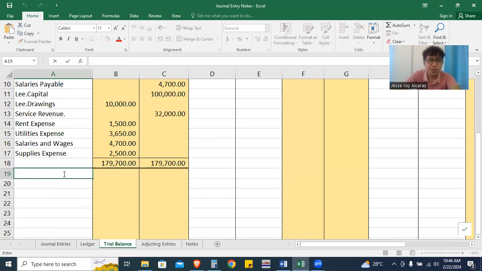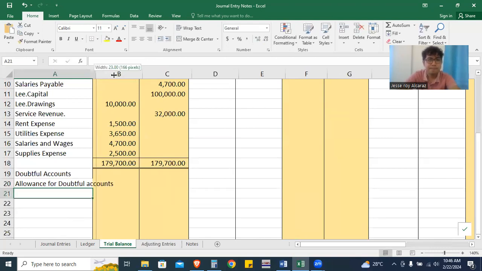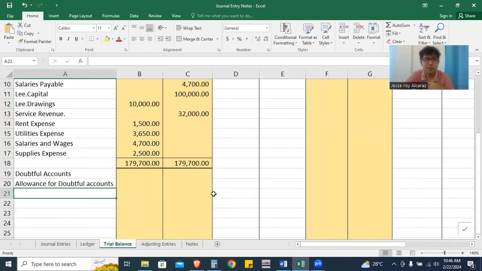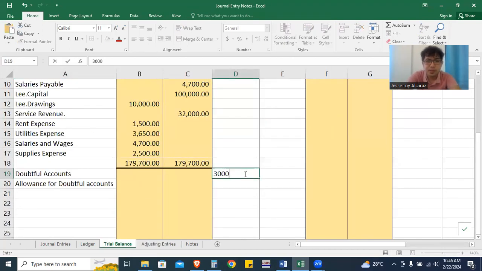and we don't have allowance for doubtful accounts. Therefore, we'll just have to add additional account items. So, doubtful accounts and then allowance for doubtful accounts. Okay? Doubtful accounts, debit 3,000 and then credit 3,000. 3,000, 3,000.